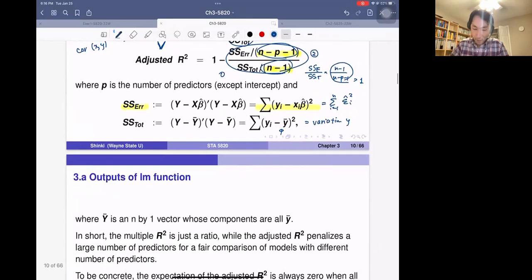Sometimes we use notation such as capital Y bar. This is just a vector of the y bar. We have n observations. So y is the vector of y1 to yn, and y bar is the vector of y bar, n times. So y bar is equal to y bar, y bar, y bar. And this is y1 to yn.